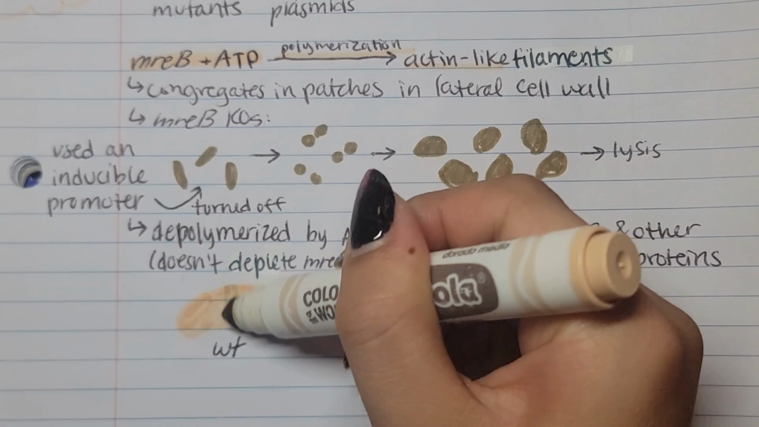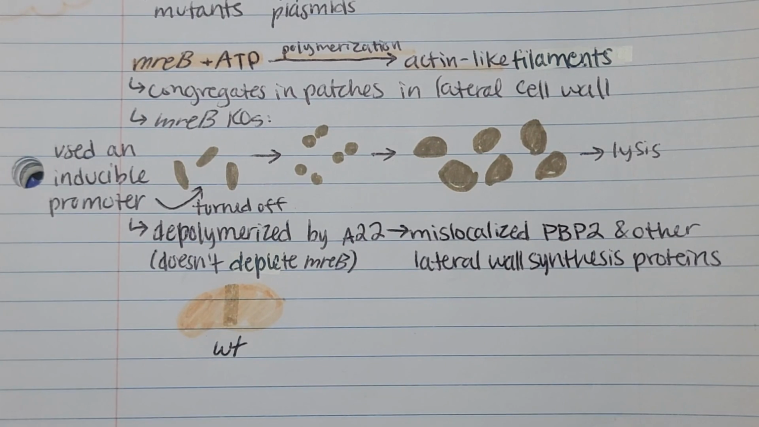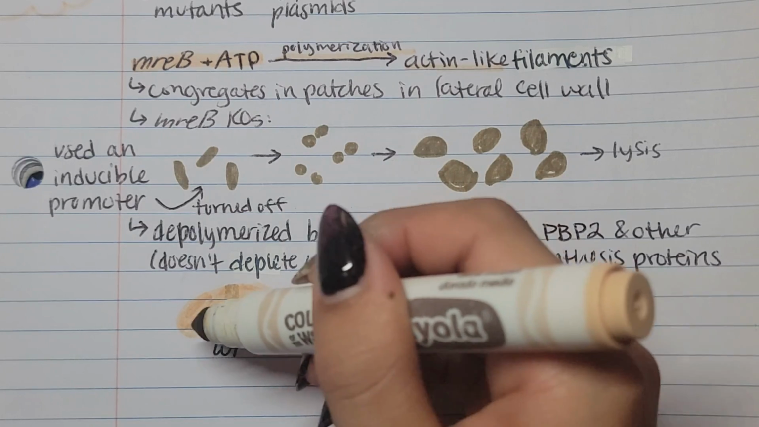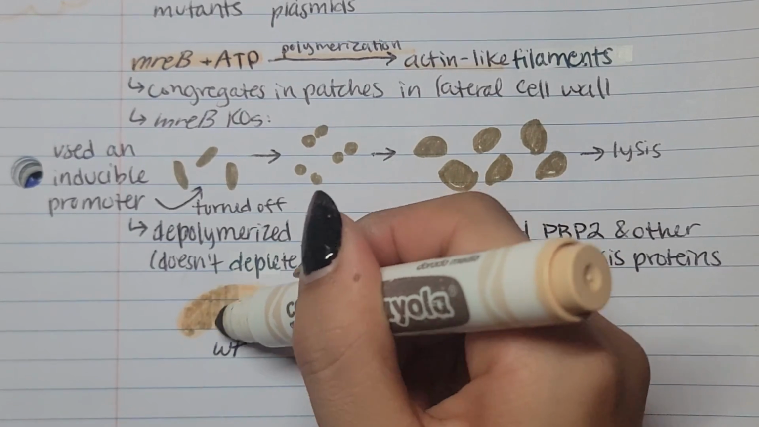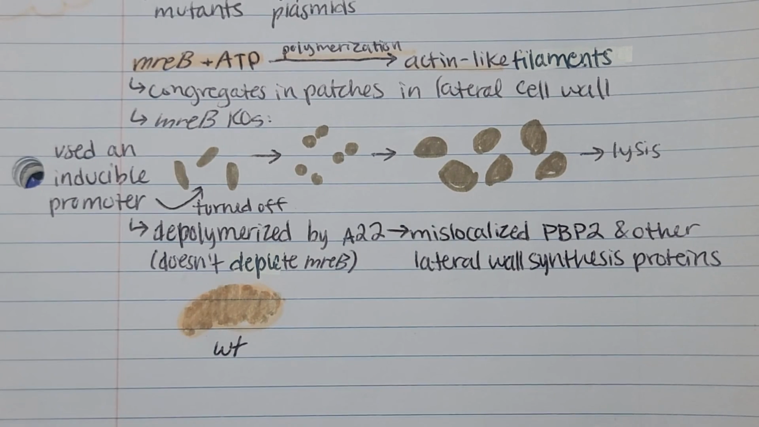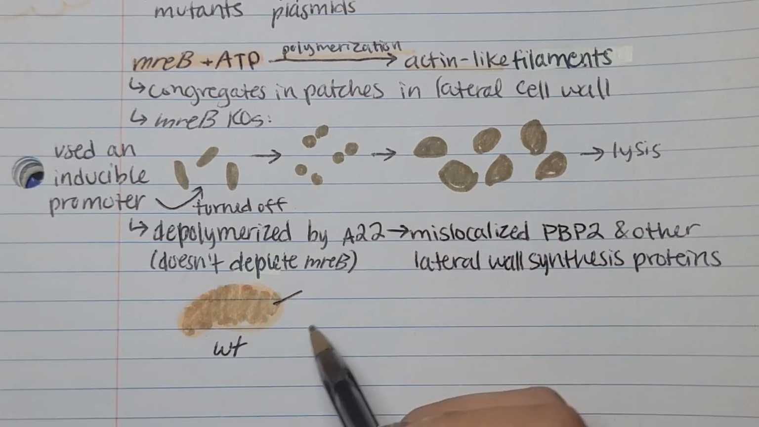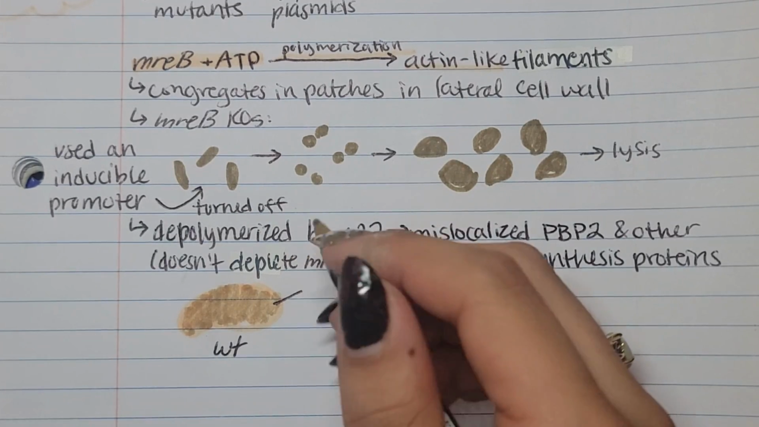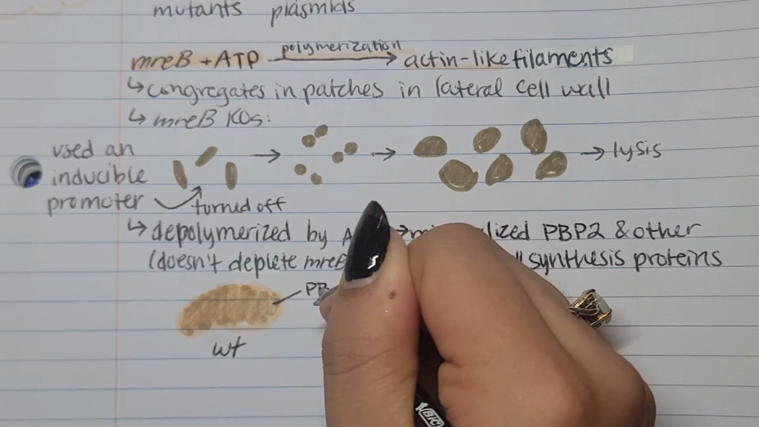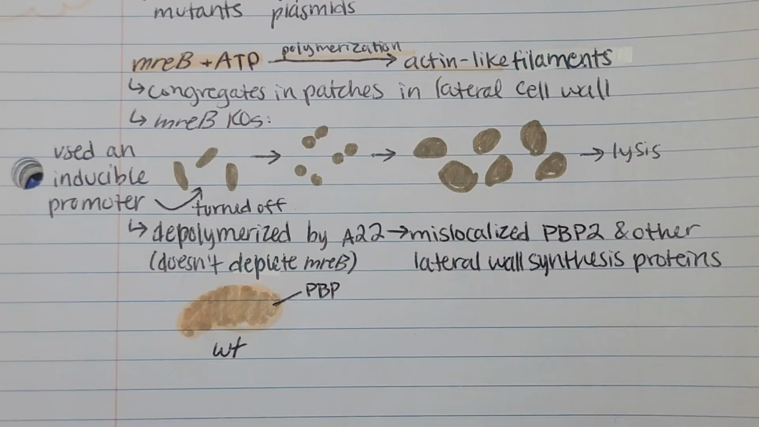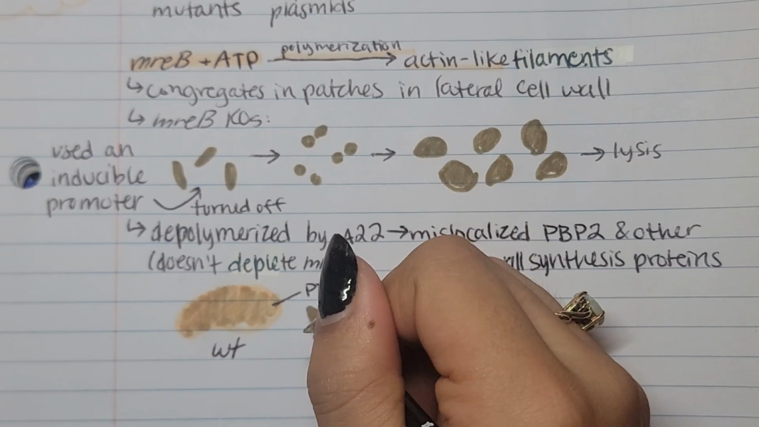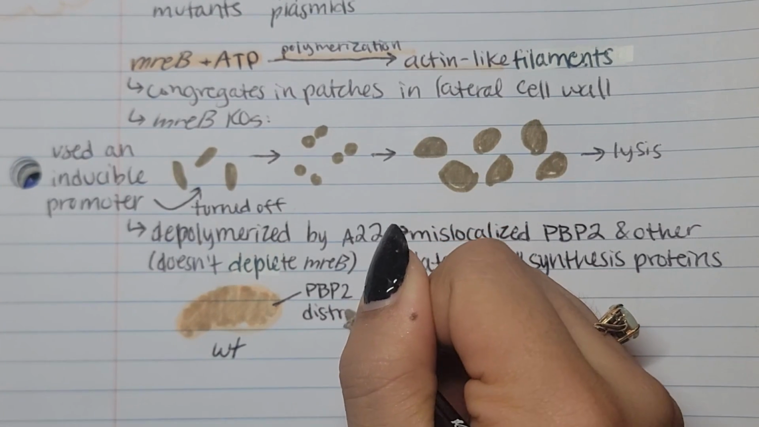So is this color going to work? That's fine. It would be all throughout the cell, kind of evenly dispersed. So you can't really see the difference in these colors, but you will in a sec. So we'll say this is our PBP2 distribution.